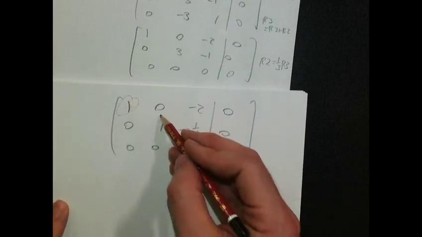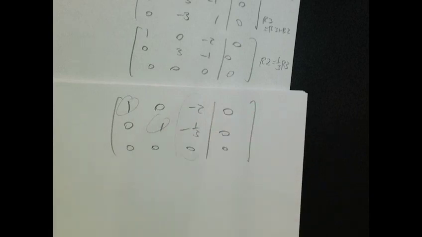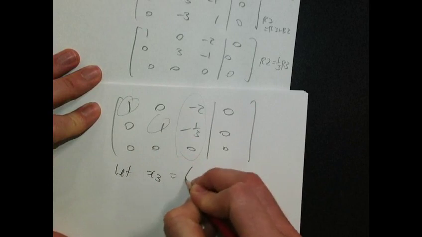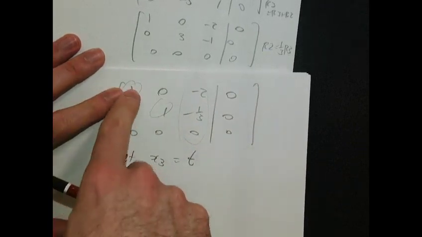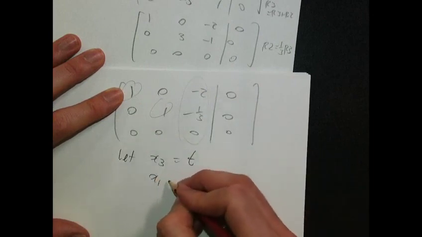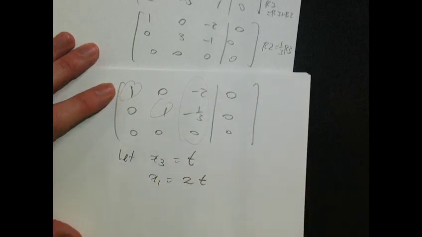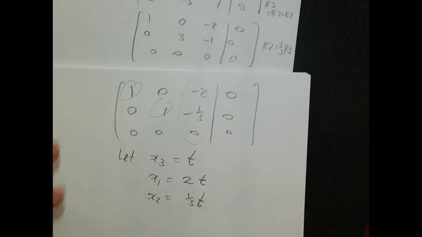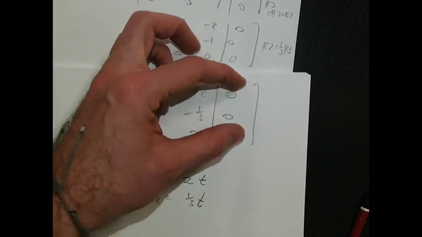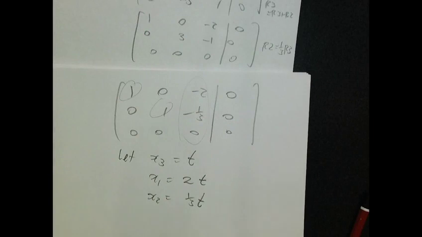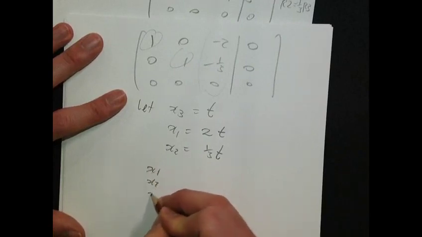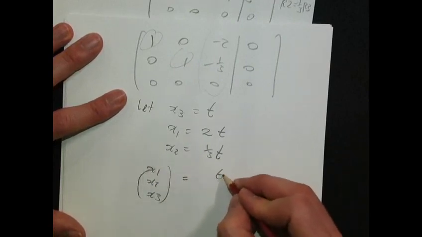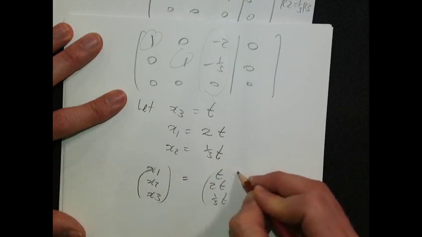And so I've got a pivot here and a pivot here, and that makes this one a free variable. So I will let the third one be t. And according to this, x1 minus 2t is 0, so x1 is 2t. And x2 is a third of t. So what will happen when you do this sort of thing is you'll get x3 equals t, and then these two will move over there and change signs as they do so, because it's like an equation. There's like an equals here. And so I've got that x1, x2, x3 is actually t, 2t, a third of t, like that.